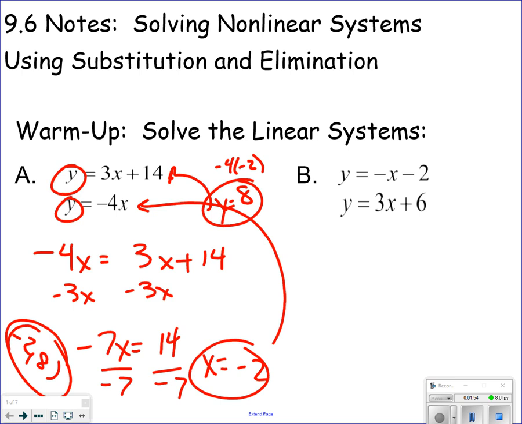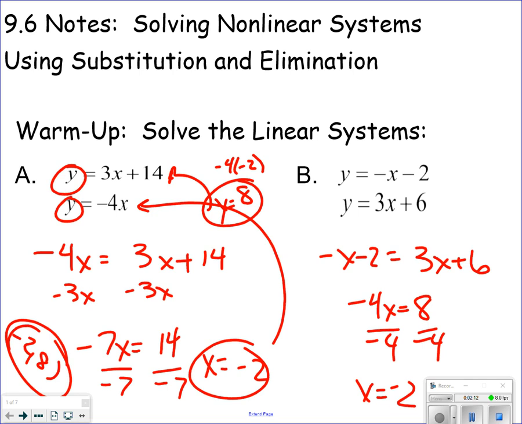Same thing with the other one here. If y equals negative x minus 2 and y equals 3x plus 6, then I can set those equal to each other because they're both equaling the same thing. Solving, I'm going to subtract 3x and get negative 4x, and add 2 to get 8. Using some algebra skills, x equals negative 2.